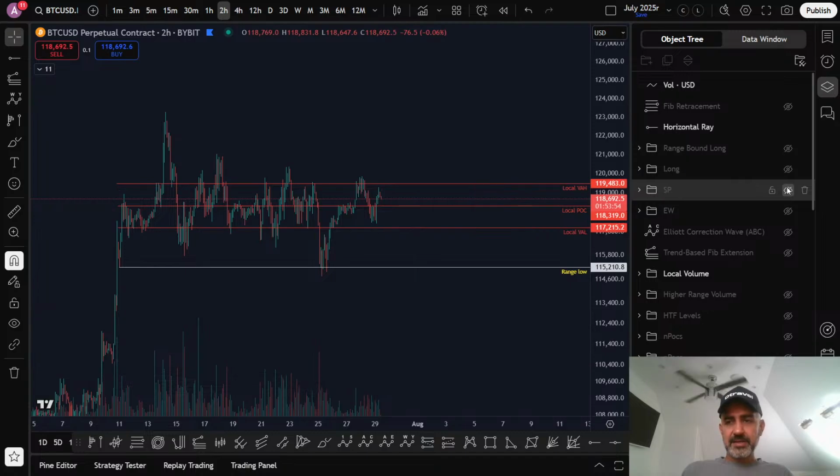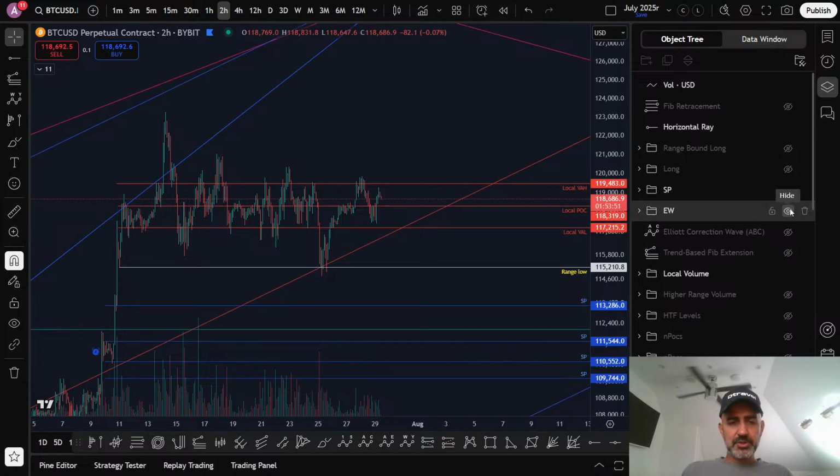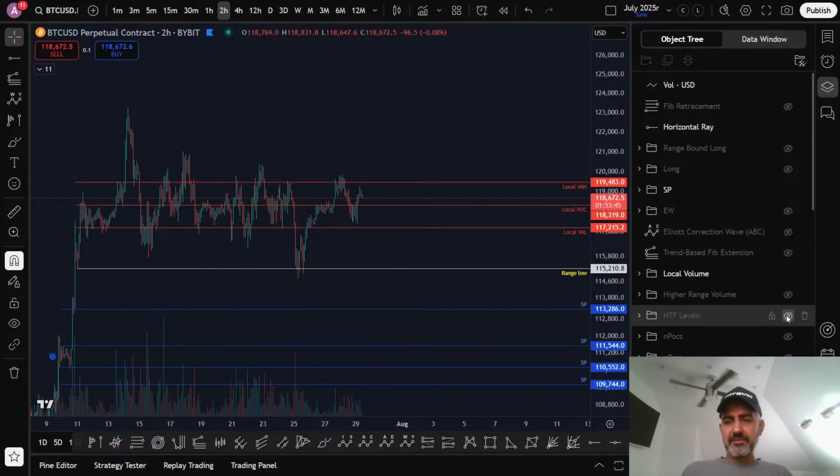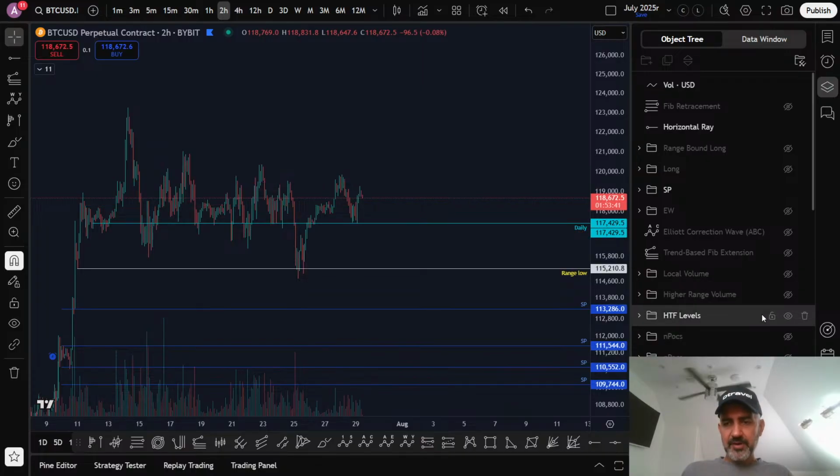I don't know if we're going to get there, to be honest with you, because I'm seeing bullish absorption, and that just makes me think, why should we go down? Every time the price tries to go down, it's getting absorbed. Let me have a look at these higher time frame levels as well. Let me just put those out, the higher time frame levels and the POCs.